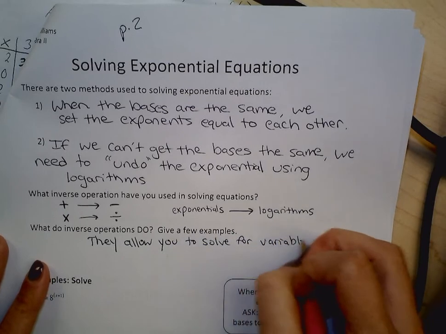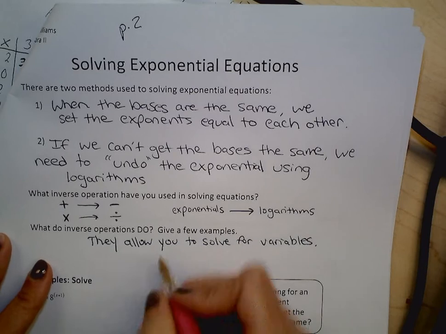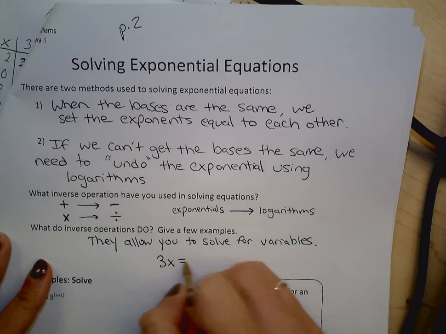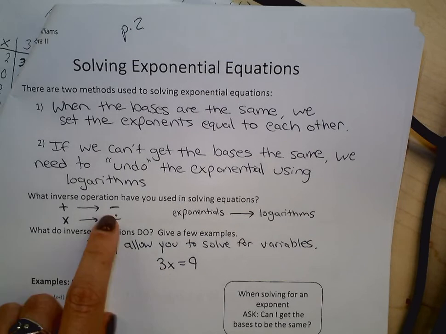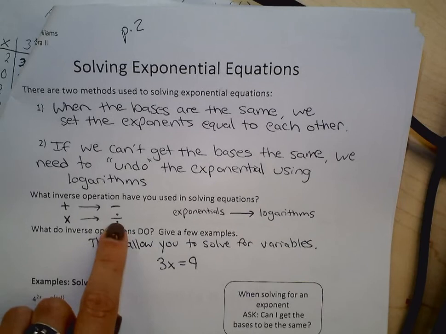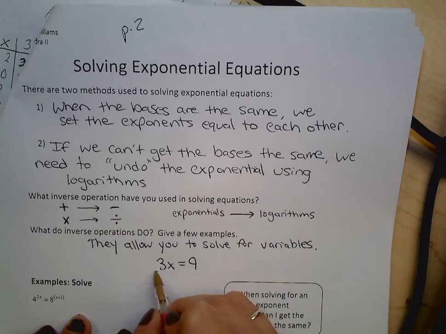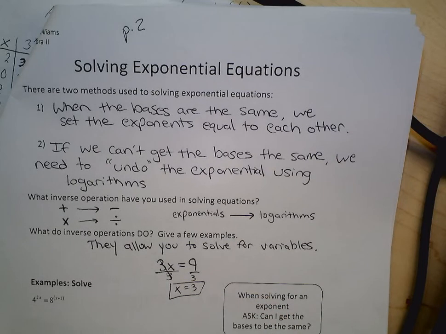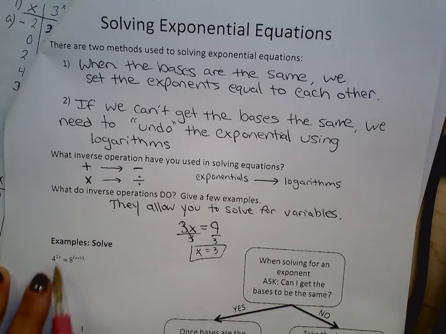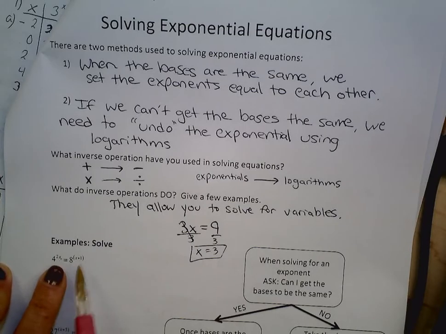Let's do a quick example. For example, 3x is equal to 9. 3 times x, I'm multiplying, so we do the inverse operation, which is division, to solve for the x. So I'm going to divide by 3, and x is equal to 3. That's an example when we use inverse operation. So now when we have exponents as our variables, we're going to have to use the inverse operation of logarithms to solve for what x is.